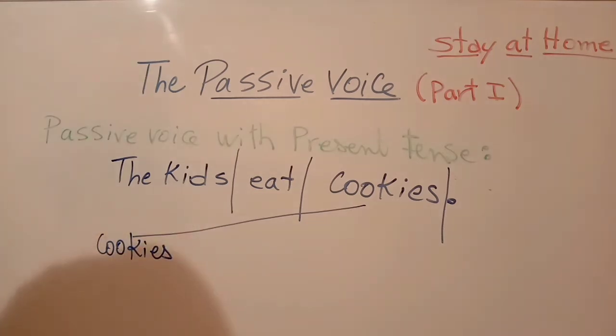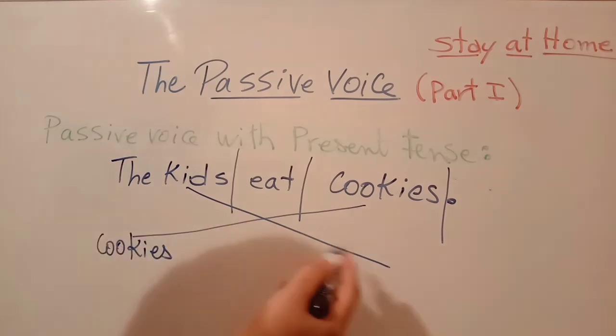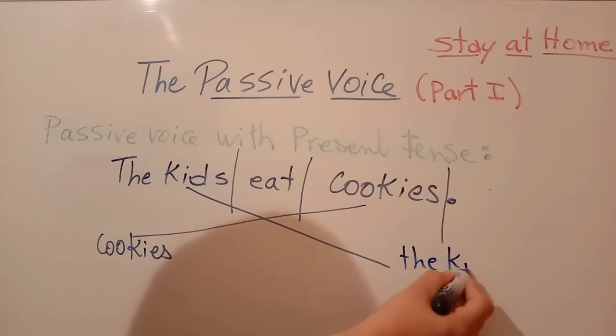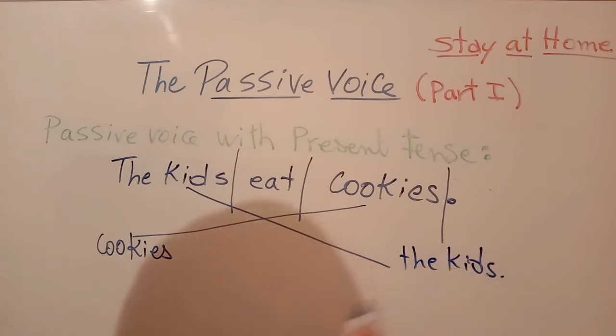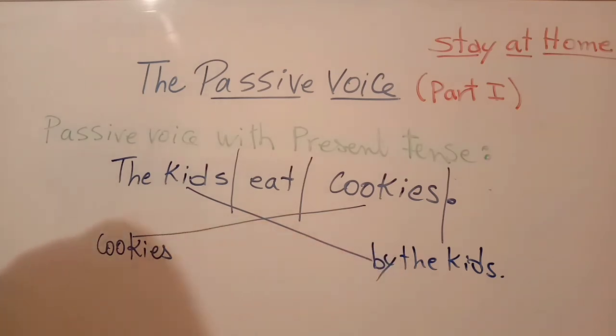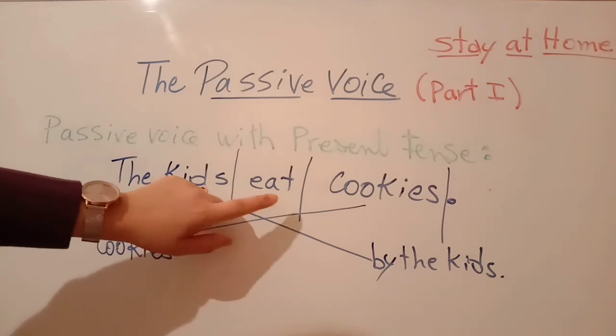Okay? Then the subject becomes object, the kids. So we place by before the kids. Now let's check the tense of the verb. So of course here the verb is eat. It's in the present simple.